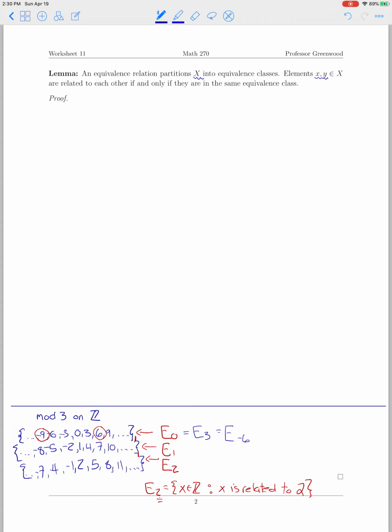And so the first thing we're going to want to show is that X is partitioned into equivalence classes. And so we saw before that the definition of partition has several different parts to it. The first thing we're going to need to show is that for all x in X, x is in some equivalence class. And then after that, we're going to want to show that for all x in X, x is in at most one equivalence class.